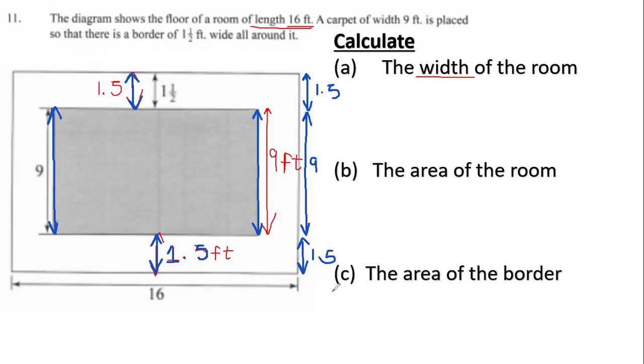Now, class, what did y'all get for the width? 12 feet. Y'all got 12 flat? Yes, sir. Okay. So the width is going to be equal to 1.5 plus 9 plus 1.5. And that's going to be equal to, we know 1.5 plus 1.5 is 3, so 9, 10, 11, 12. So it's going to be 12.